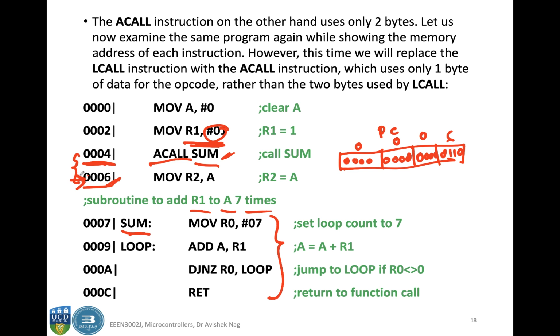So remember this. After the program counter has been incremented, whatever are the first 5 MSBs, those 5 MSBs and then A10, A9 up to A0 of the ACALL instruction, that will be your subroutine address. This entire thing is your subroutine address.